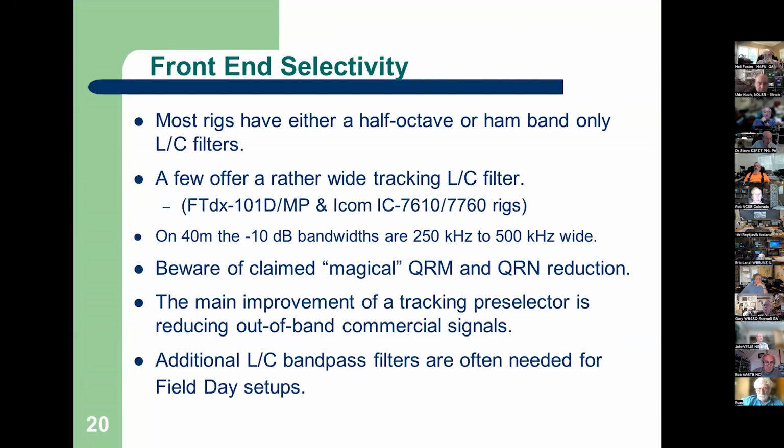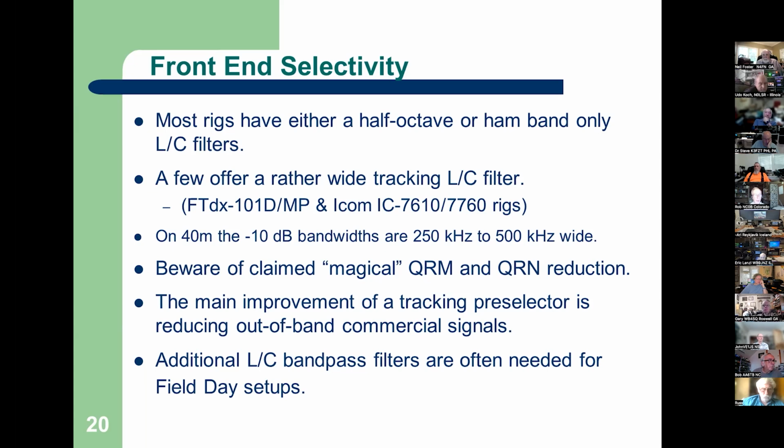Front end selectivity. Most rigs have either a half octave or a ham band only LC front end. A few have a tracking preselector, like the FTDX 101D or the MP, or the ICOM 7610 or the 7760.